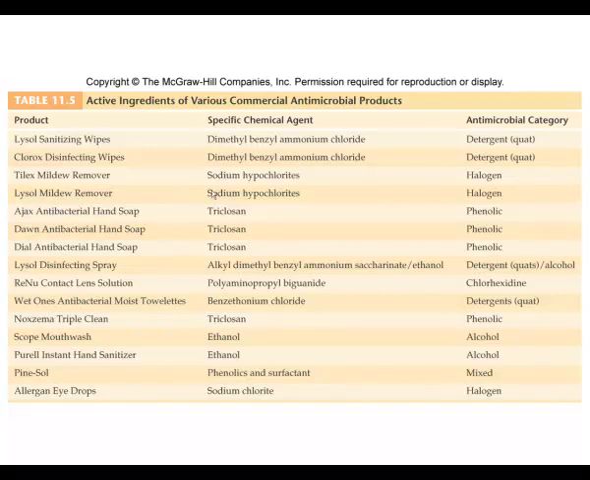Scope mouthwash. You could actually get drunk on that if you drank enough of it. You'd have to drink an awful lot of it, but you could. Its specific chemical agent is ethanol. Ethanol is what you drink in alcoholic beverages. So you could also drink Purell hand sanitizer. I don't think it tastes as good as Scope, but hey, give it a shot. Anyway, this gives you an idea of some of the very common things that we use for microbial control.